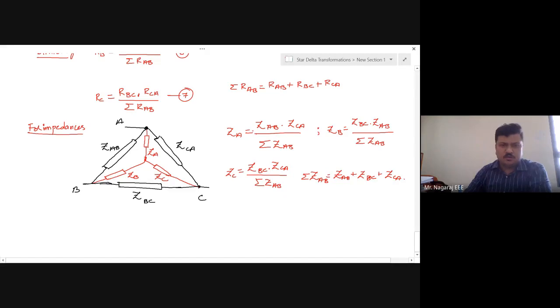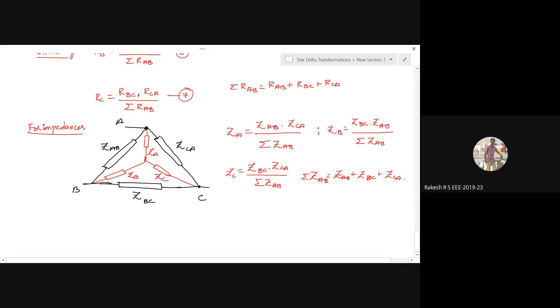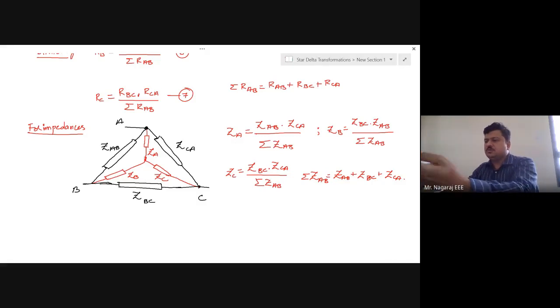And every time I need not follow this process. I simply use this formula for my transformation. Those are enough in my examples. Any doubts? No, sir. So a quick remembrance: to get a star-connected equivalent circuit from delta, multiply the two resistances connected to that particular terminal and divide by the sum of all the resistances connected in the delta fashion.